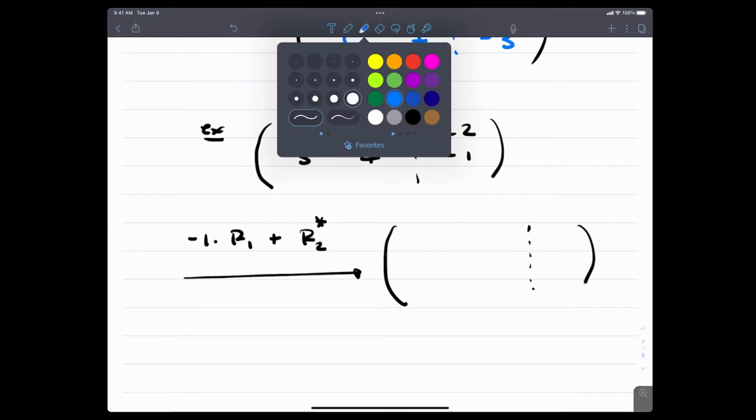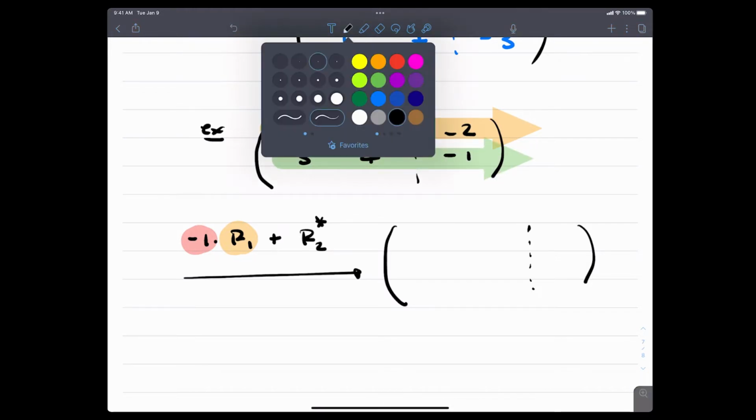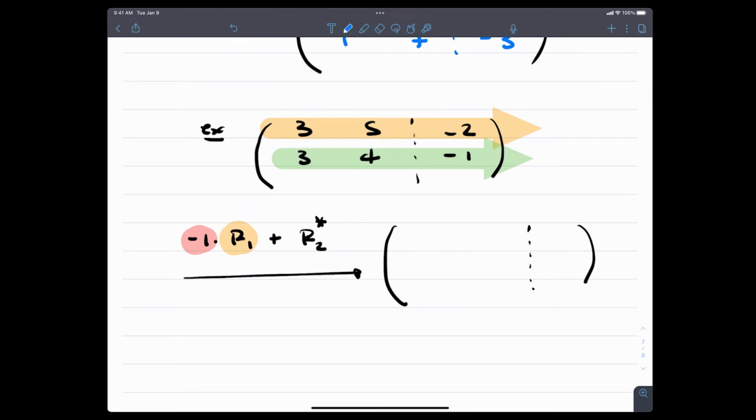So, I want to make sure you guys understand some arithmetic here. Orange is row 1. So we're going to multiply negative 1 with every entry there. Then we're going to add it to row 2. Where do I put my answers? Where's the asterisk? Row 2.